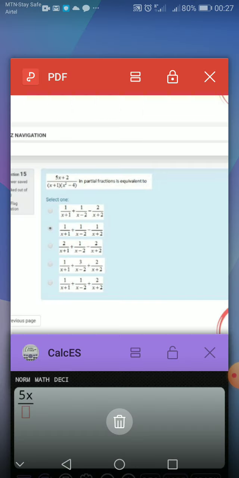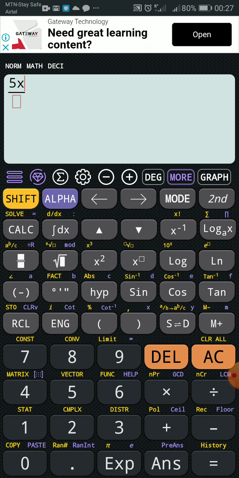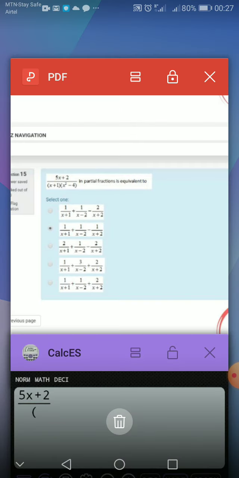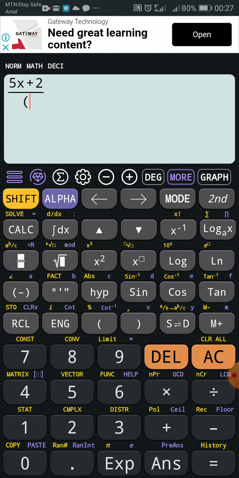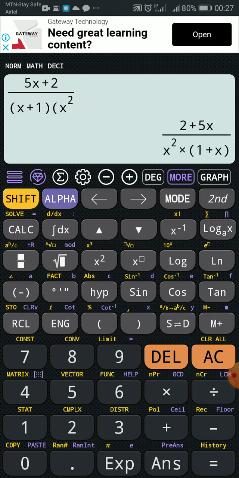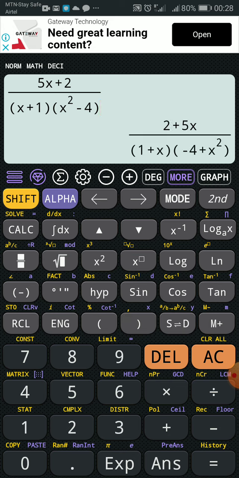Let me look at it. Plus 2. Plus 2. Okay, then now all over. We have x plus 1, x squared minus 4, that is x plus 1, and open the bracket x squared minus 4. Okay, so this is what we have.